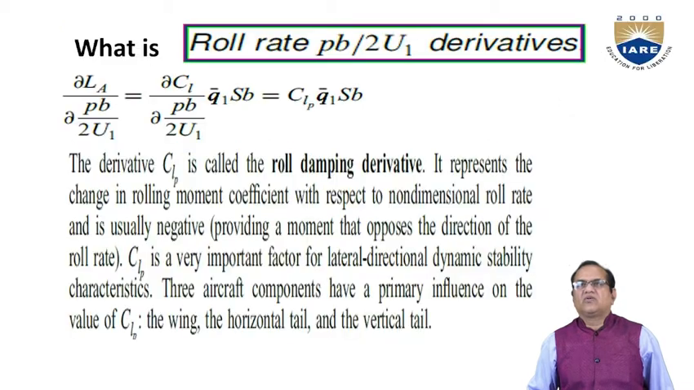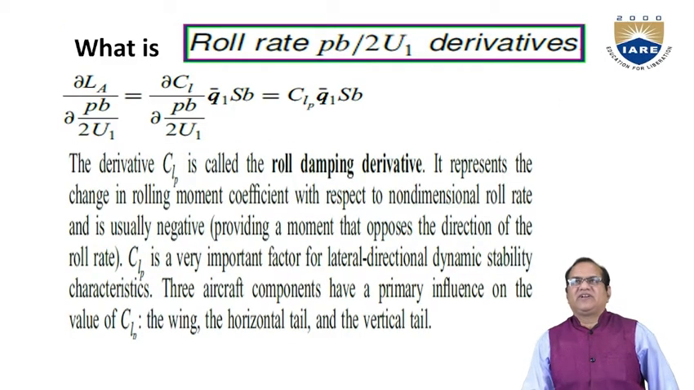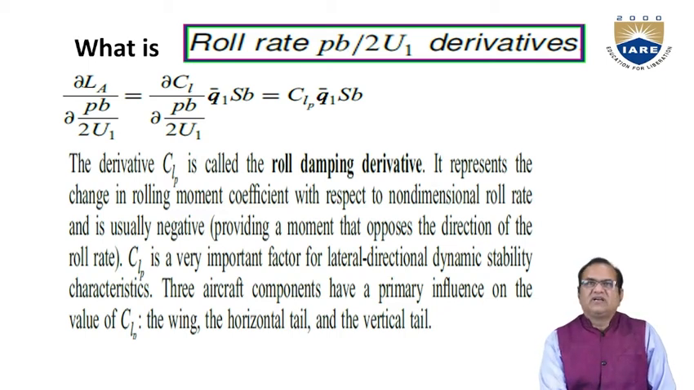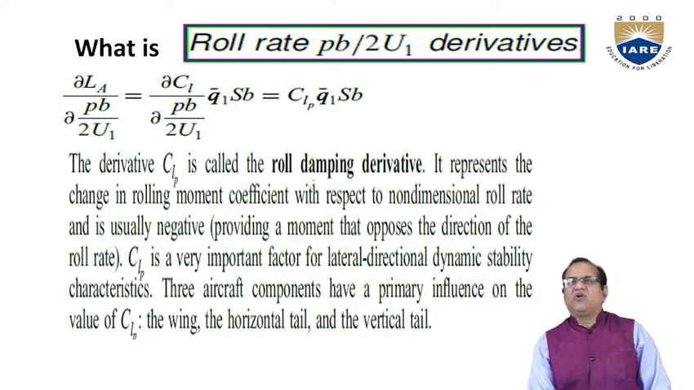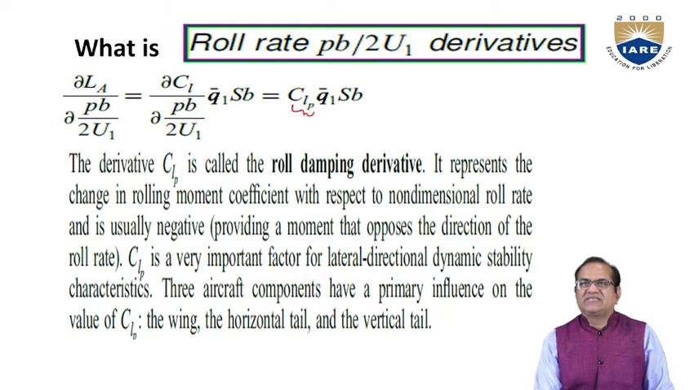Okay. So now the next derivative is the roll rate, that is the PB by 2U1 derivative. So here dLA by d(PB by 2U1) is equal to dCL by d(PB by 2U1) times Q1 SB, which is equal to CLP Q1 SB. The derivative CLP is called the roll damping derivative.